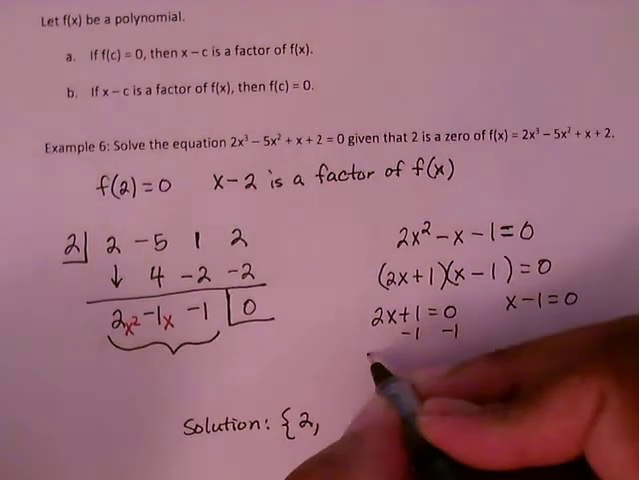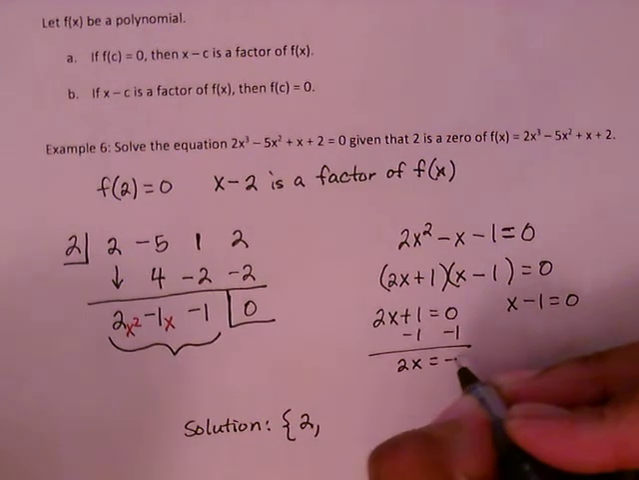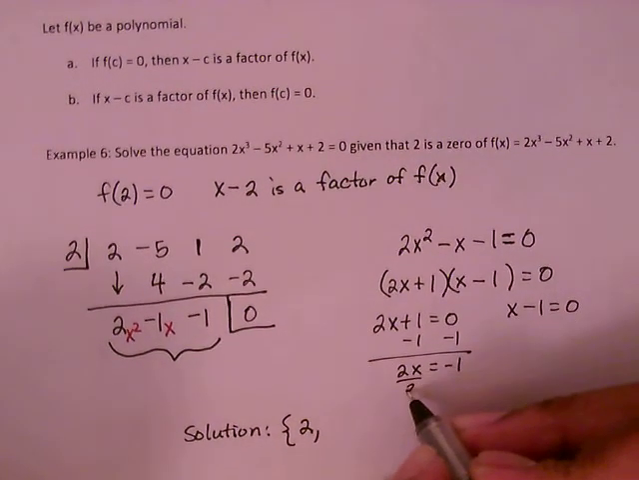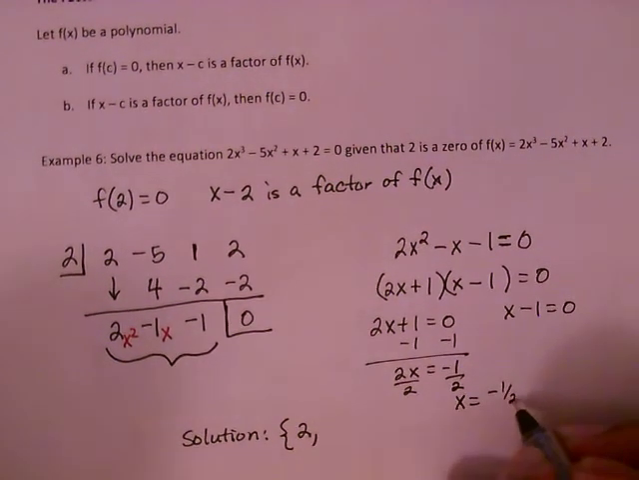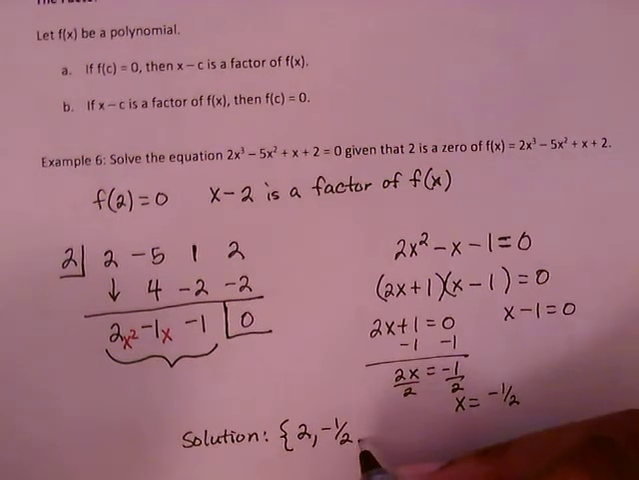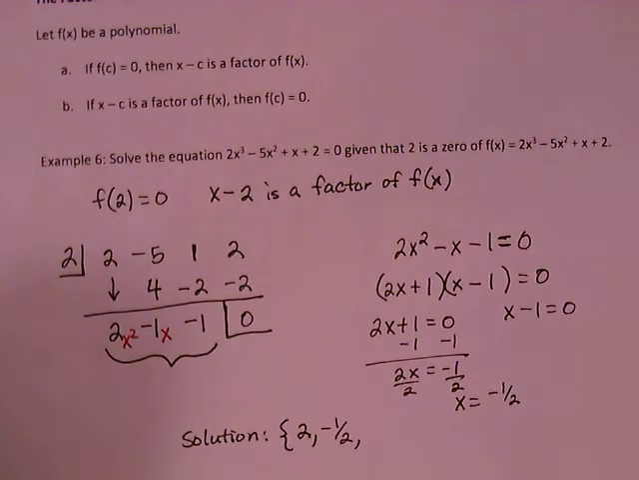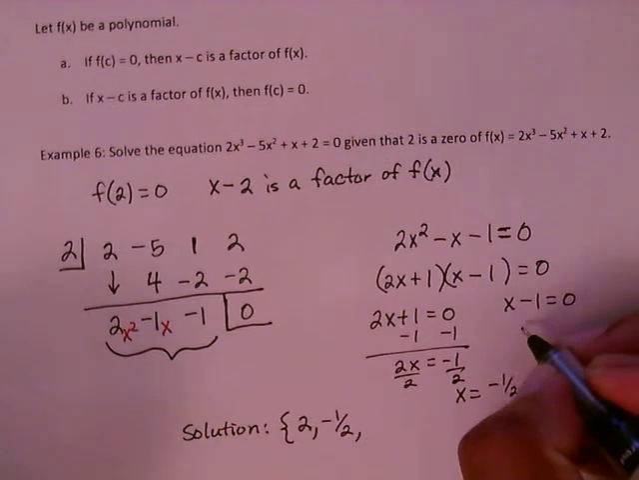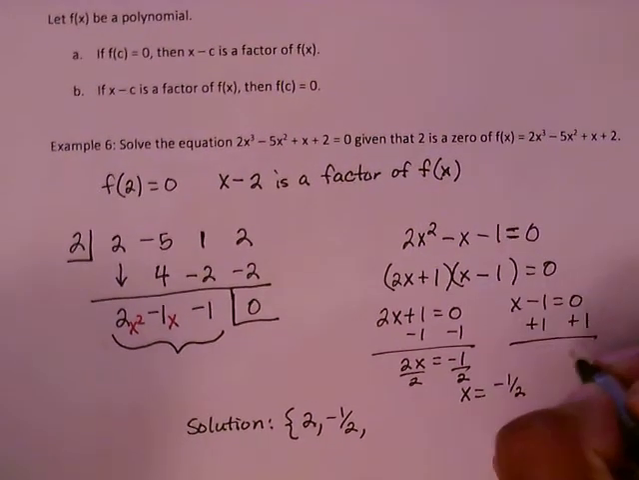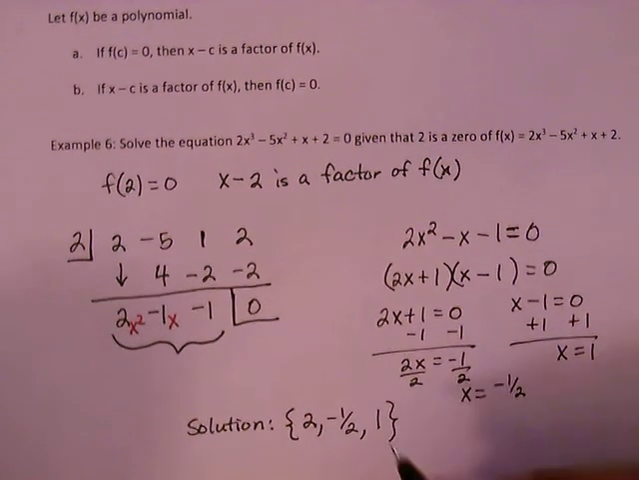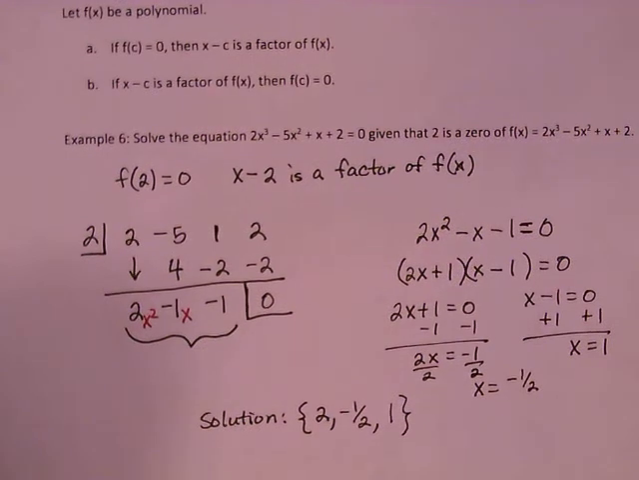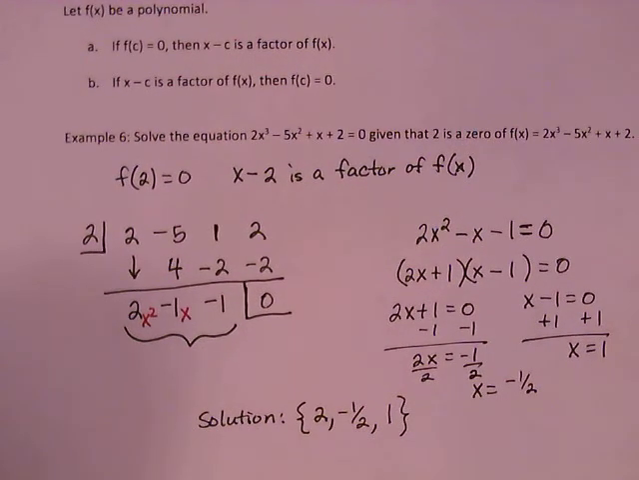So if I subtract 1, I'm going to have 2x is equal to negative 1. Divide by 2. This x will be equal to negative a half. So I know one solution is negative 1/2. And then for the x minus 1 equals 0, well, let's just add 1. That means x is equal to 1. So these are all the solutions, or all the zeros of that particular function. That means x is equal to 2, x is equal to negative 1/2, and x is equal to 1.